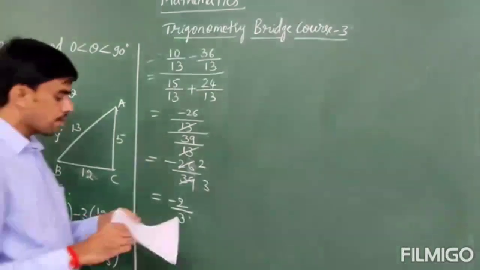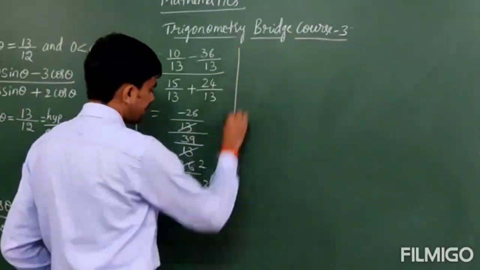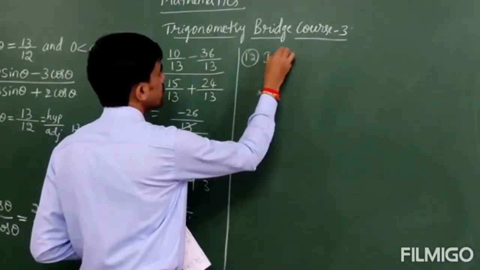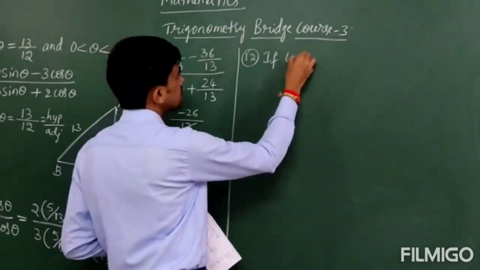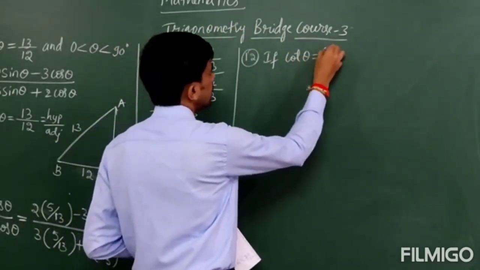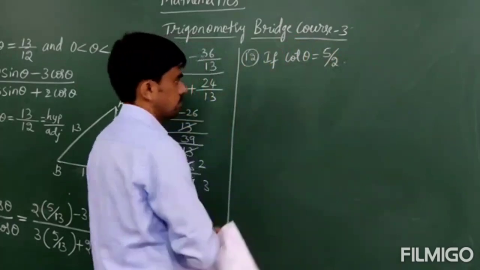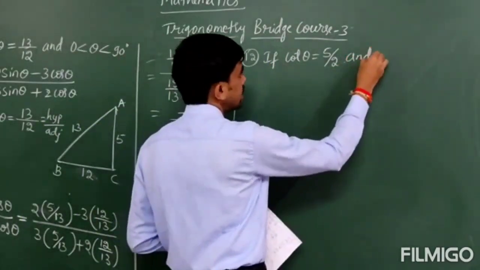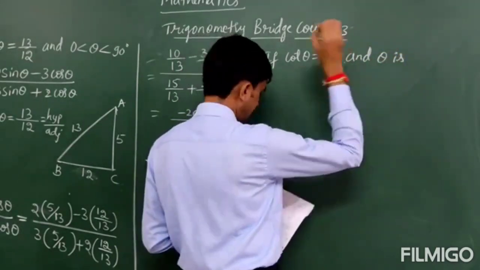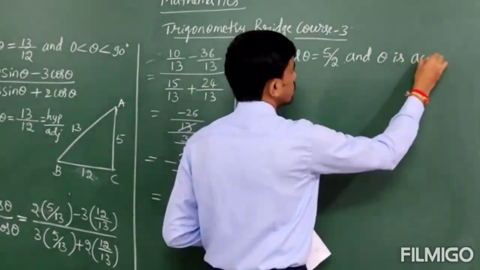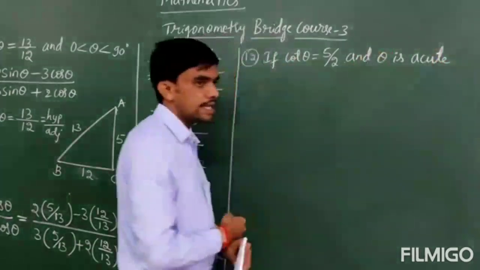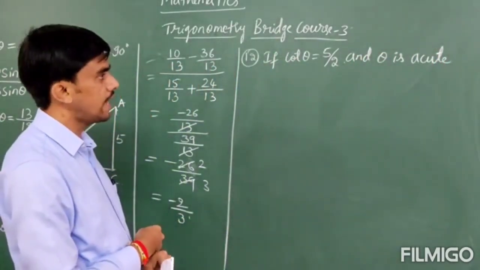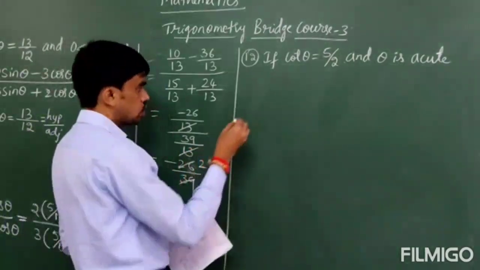Next, problem number 12. They have given that if cot theta is equal to 5 by 2 and theta is acute. Theta is acute means it is in the first quadrant, lying between 0 and 90 degrees.